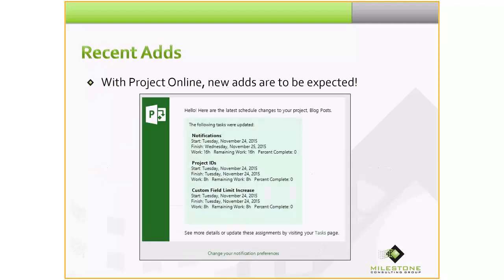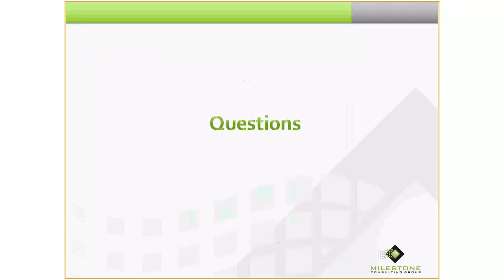And then as I mentioned earlier, with Project Online, new adds are to be expected. You can wake up one morning and fire up Microsoft Project and you'll find new features and functionality. It's not something that happens daily. There's not a lot of them. But as you can see here, here's some recent adds. From the time I put this presentation together to this point, there were updates for notifications, project IDs, custom field limit increase. You're just going to have to make sure you keep an eye on those things that are added randomly.